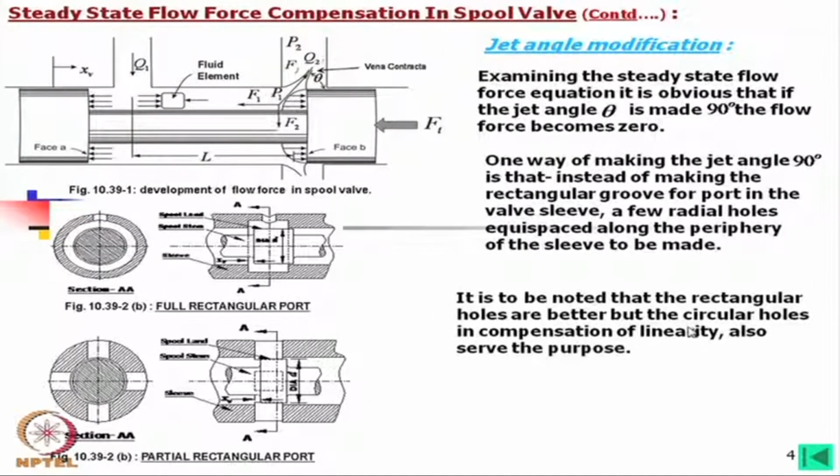It is to be noted that rectangular holes are better, but circular holes also serve the purpose of compensation of linearity. This means that, as I told, we make a circular hole, then we broach it. Instead of that, we can have a circular hole there also, that will serve the purpose. That means that will compensate the force. However, there will be more nonlinearity due to that.